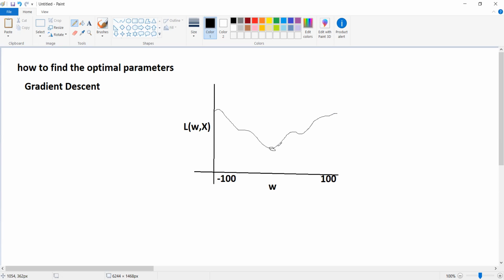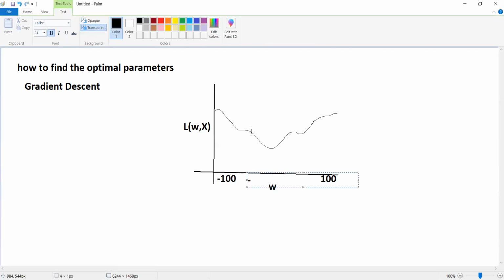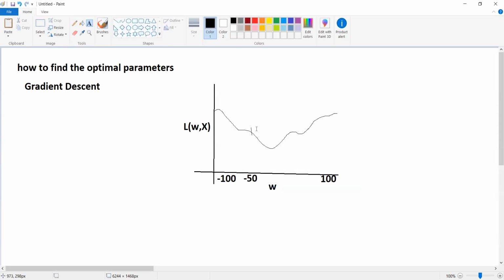The problem is we don't know ahead of time which W will give us the lowest loss, right? So we have to find it. The trick in gradient descent goes like this. We pick a random W. Let's say we pick W equals minus 50. And then we see what the loss is at this point, and it's not that good, but we don't care. We know we just picked it randomly, and we know it's not the optimal one.